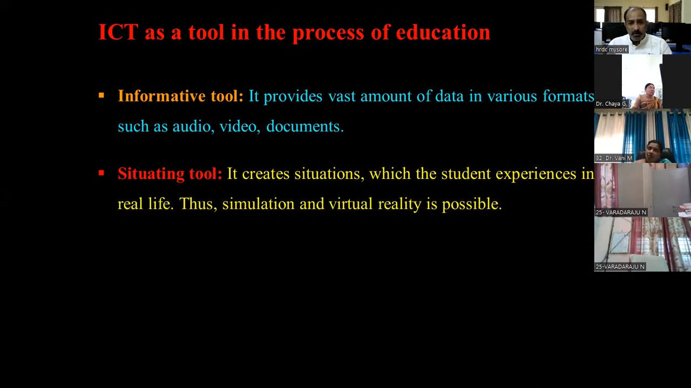Thus, simulation or virtual reality is possible. I will show you some example videos later on how you can create a situation. I mean, you can simulate an environment. For example, you want to explain a titration in chemistry, or Newton's law in physics, or something in economics or commerce. You can simulate the environment and explain the whole scenario better, and what the solution to the problem is, in such virtual reality and also augmented reality and through a simulation. And that's what is called the situating tool.